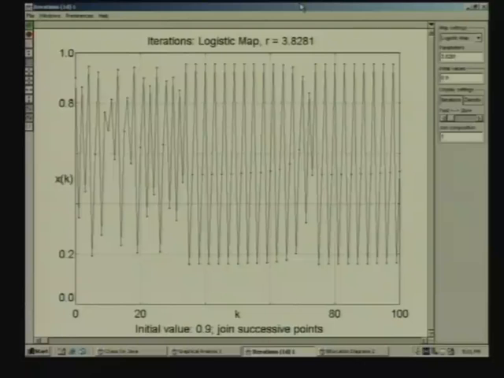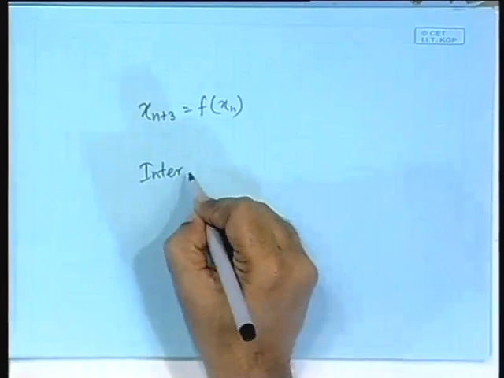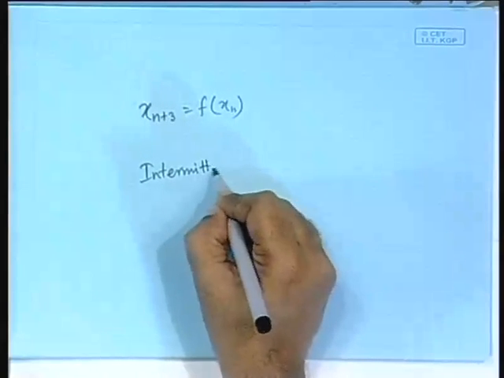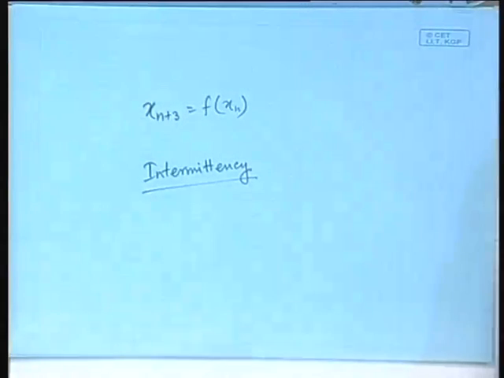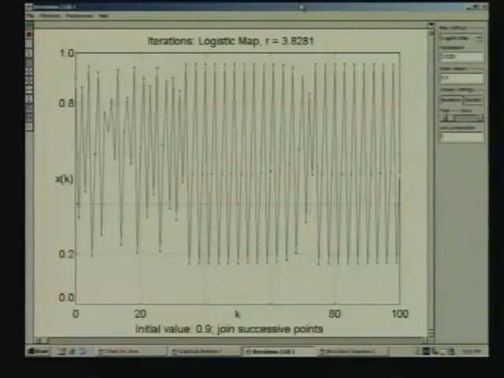Now, how does that periodic burst happen? In fact, this phenomenon is called intermittency. Intermittency is intermittent bursts of periodic behavior in the middle of overall chaotic behavior.